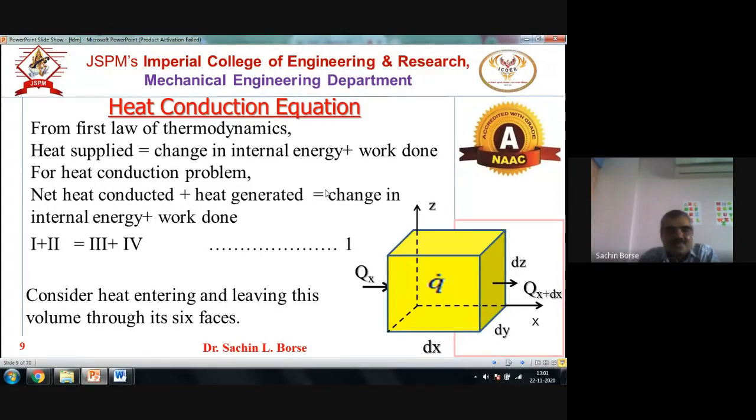Now for this element we'll write this equation. Heat supplied will be in two parts here. First will be the net heat conducted, that is part number one, plus the heat generated in the element. So 1 and 2 together are what is supplied to the element. Now on the right hand side, the third part is the change in internal energy, and the fourth part is the work done. Now we'll see them one by one, that was our aim. Just we saw, now we can move to slide number 13.